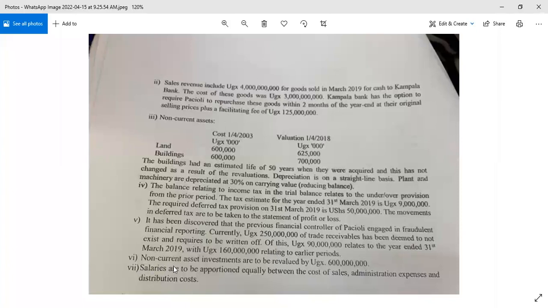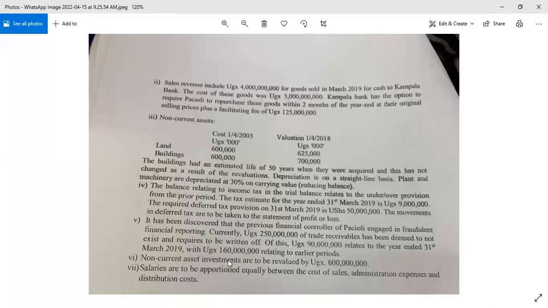They're saying that the non-current asset investments are to be revalued by 600. Revalued by, so it's an increase. Of course this is investment, so this is IAS 40, investment property. So there's an increase in value. Now the challenge with IAS 40 here is that they didn't tell us whether this is a fair value model or a revaluation model. There's no revaluation model in IAS 40; there's the cost model and the fair value model.